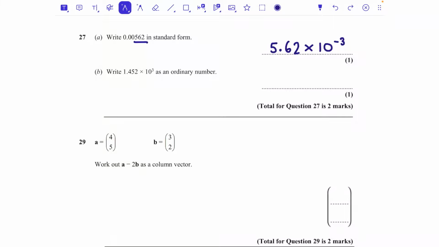Okay, and then part B, write 1.452 times 10 to the power of 3 as an ordinary number. So this means times it by 10, times it by 10, times it by 10. So if I times it by 10 once, I'm going to get 14.52. If I times it by 10 again, I'm going to get 145.2. And if I times it by 10 again, 1,452. So that is it as an ordinary number. This is in standard form.